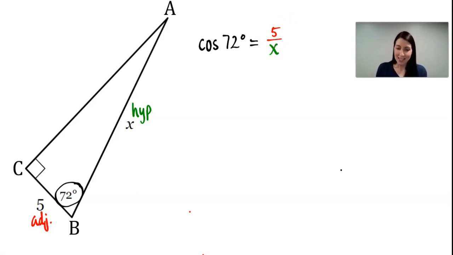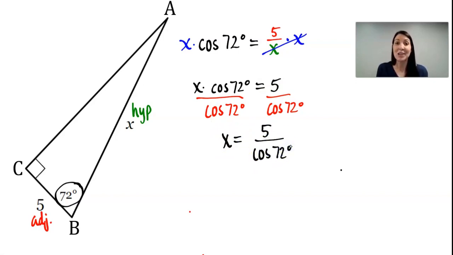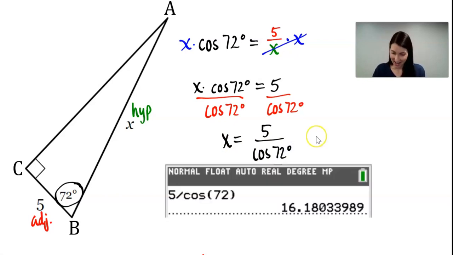Time to solve for x. The first thing I always do is I multiply both sides by that denominator. In this case, it's x. Now I have x times cosine of 72 degrees equals 5. One more step to solve for x, and that is to divide by the cosine of 72 degrees. So into my calculator, I will be typing 5 divided by cosine of 72 degrees. Once again, I will make sure I am in degree mode. It looks like I have an answer of x equals 16.18, and that is the length of the hypotenuse of this triangle.